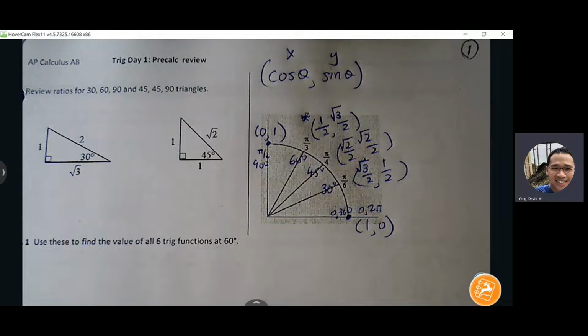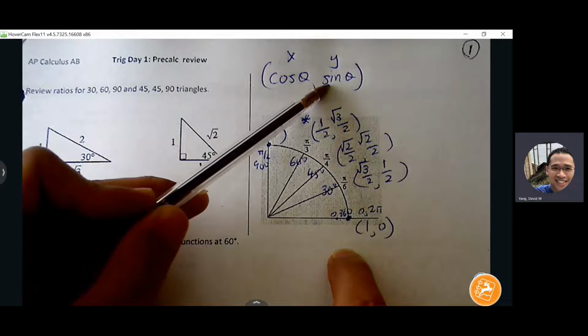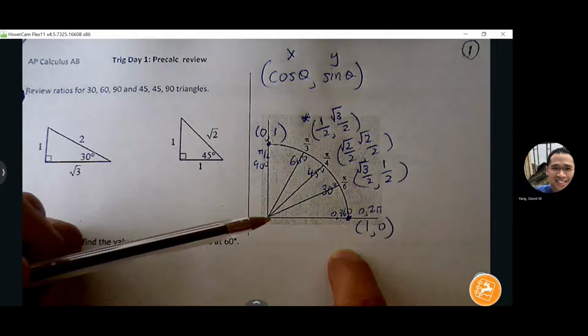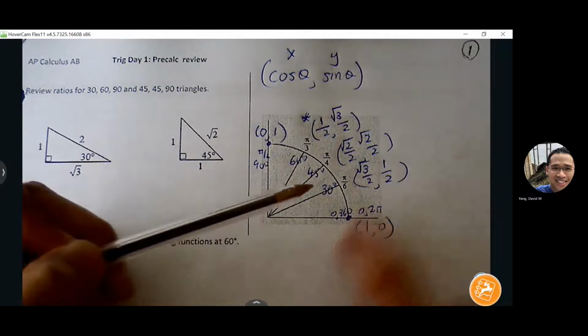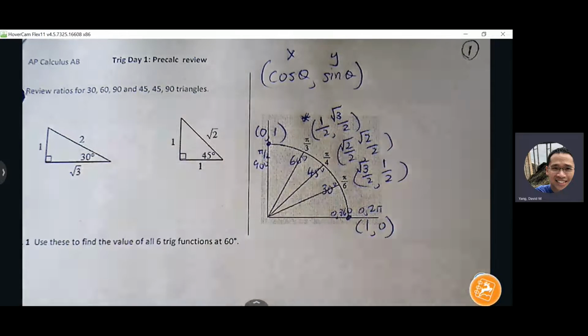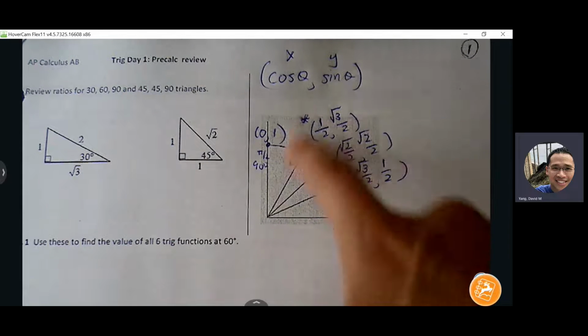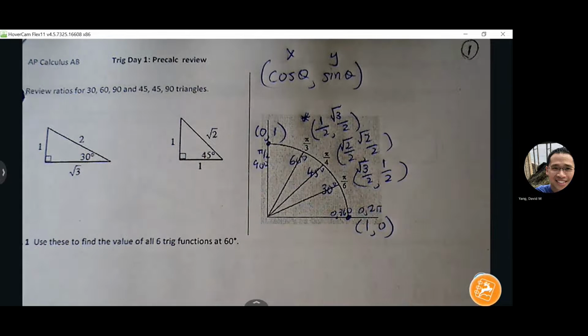These are very helpful because if I want to find cosine of 60 degrees, I can just go to my x value. Cosine of 60 is 1/2. Sine of pi over 4 is what? Yeah, √2/2. Cosine, or sorry, cosine of pi over 6 is √3/2, right?